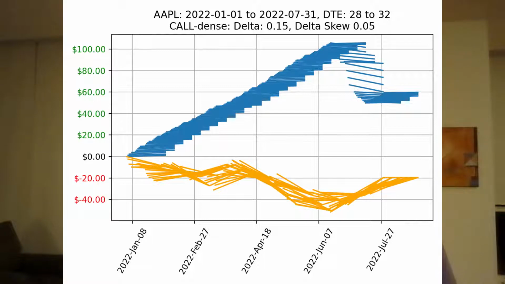So let's look at this chart. Here's an overly verbose title. You can see in the title that we're doing it on Apple from January of this year, 2022, to July 31st, 2022. It's around DTE of about a month. We're doing naked calls in dense mode, and I'll explain that in a minute. The delta is 0.15, so there's a 15% chance we'll get assigned. And the delta can vary by 0.05.